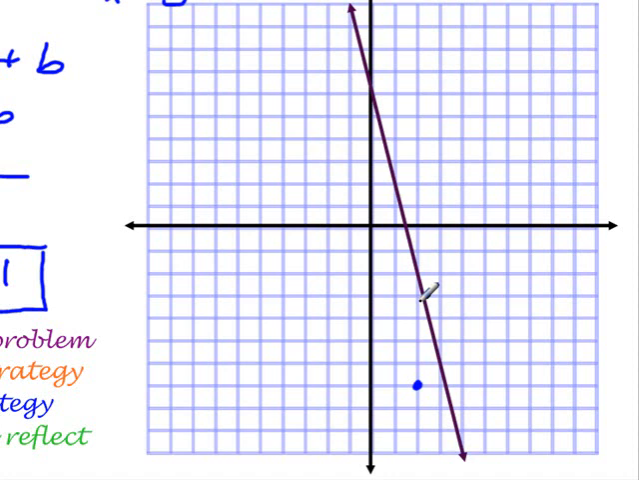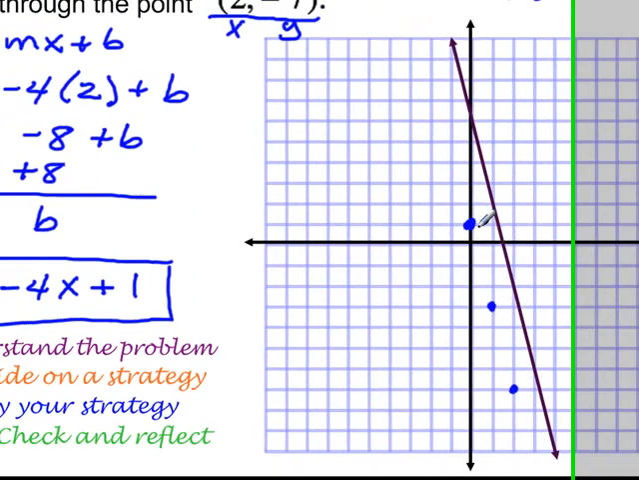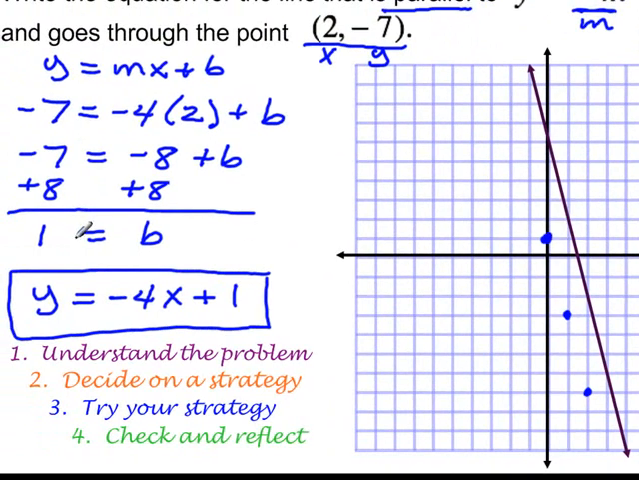1, 2, 3, 4, over 1. And there we are, we're crossing the y-axis. And what do you know? We're crossing at a value of y equals 1. That's a good sign.